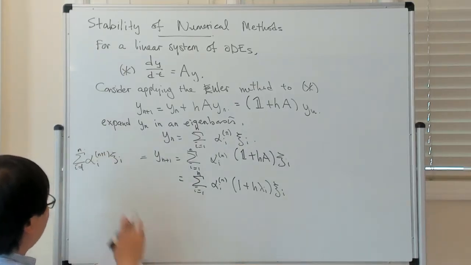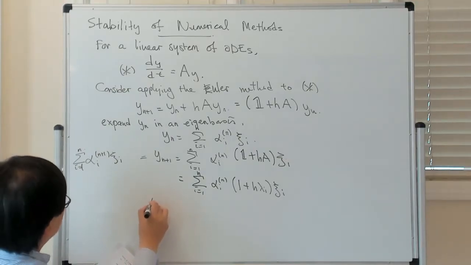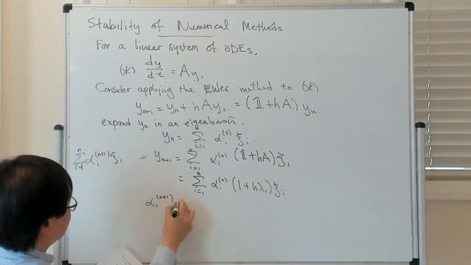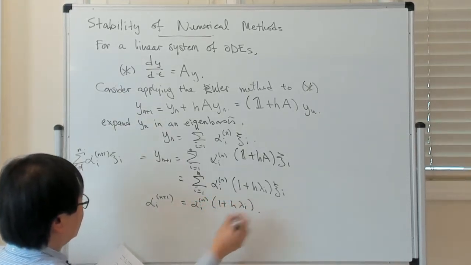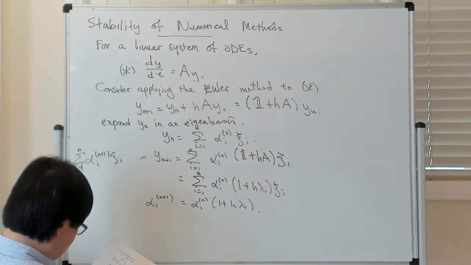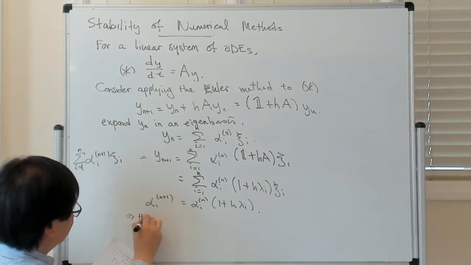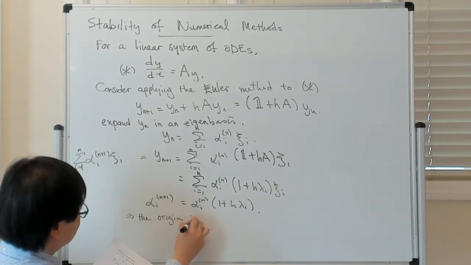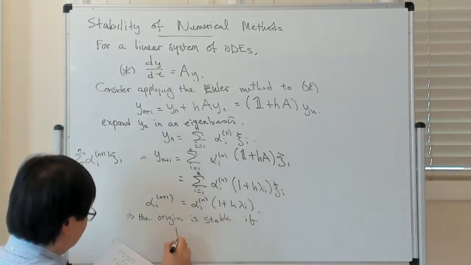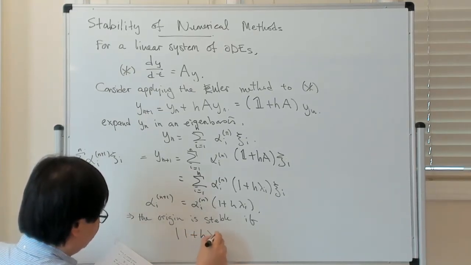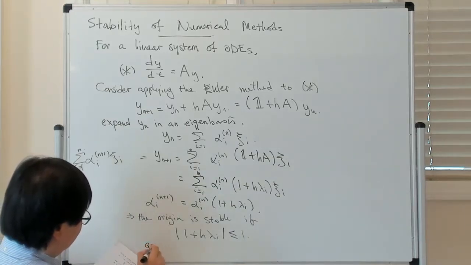All right, and then you can compare the coefficients for each of these eigenvectors, to get that α_i^{n+1} is equal to α_i^n (1 + hλ_i). Okay, so then basically you can conclude that the origin is stable if the modulus of 1 + hλ_i is less than or equal to 1, and it's asymptotically stable if strictly less than 1.